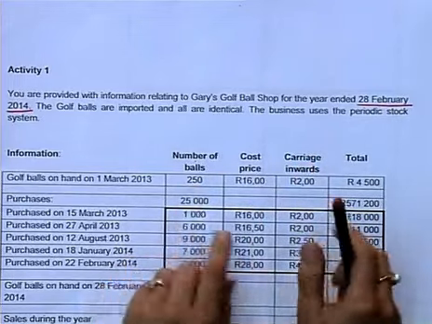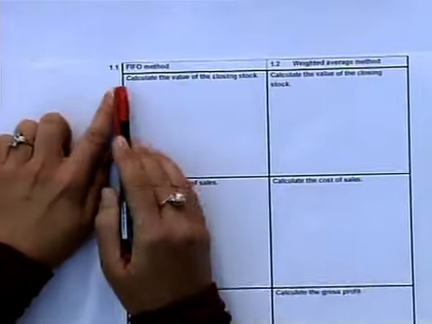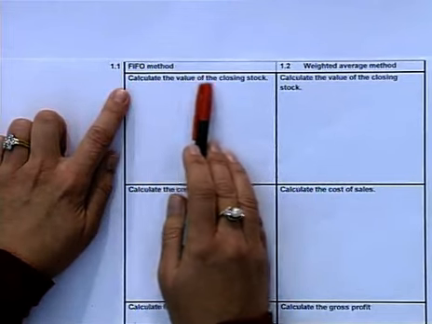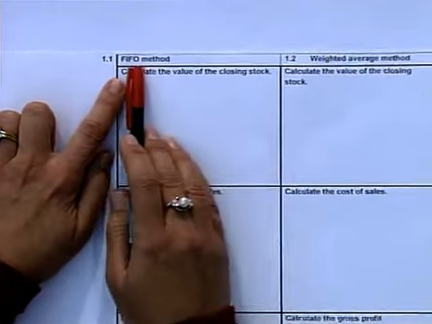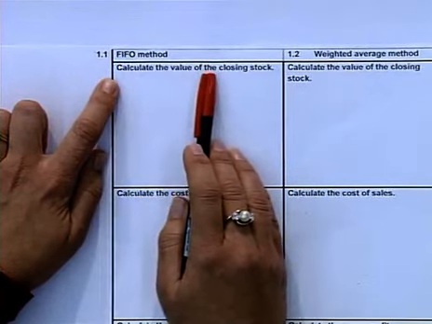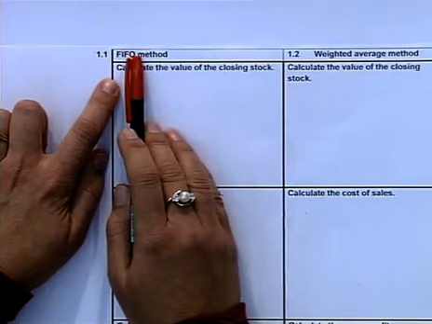Okay. Now, what they're asking me, number 1, and you'll see on your question, but it's also on your answer sheet. Have a look at this. They're saying 1.1, calculate the value of closing stock using the FIFO method. Calculate the value of closing stock using the FIFO method.